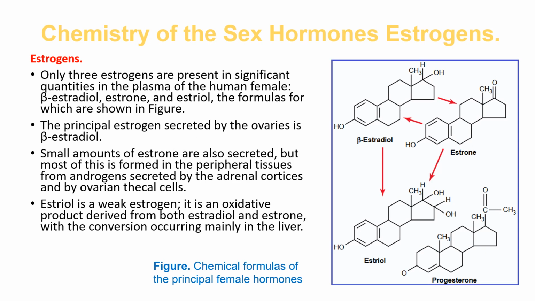Only 3 estrogens are present in significant quantities in the plasma of the human female: beta-estradiol, estrone, and estriol, the formulas for which are shown in the figure. The principal estrogen secreted by the ovaries is beta-estradiol. Small amounts of estrone are also secreted, but most of this is formed in the peripheral tissues from androgens secreted by the adrenal cortices and by ovarian thecal cells. Estriol is a weak estrogen. It is an oxidative product derived from both estradiol and estrone, with the conversion occurring mainly in the liver.